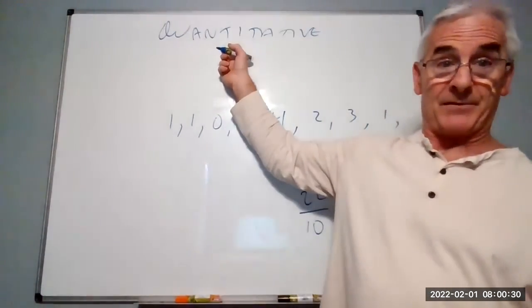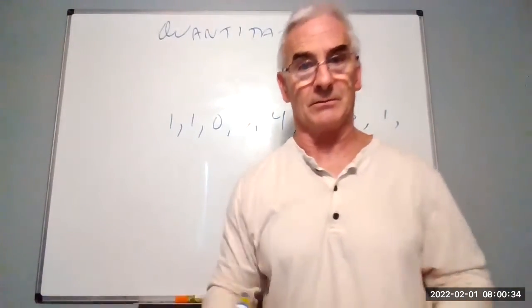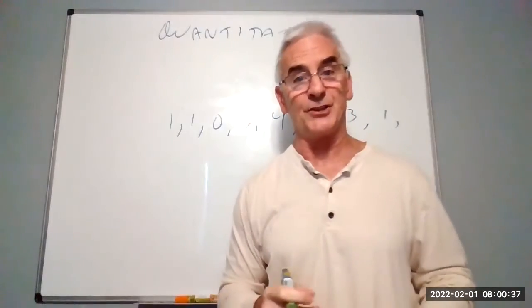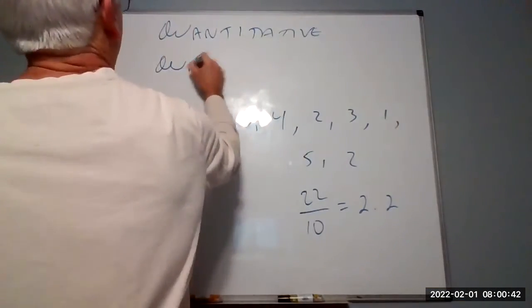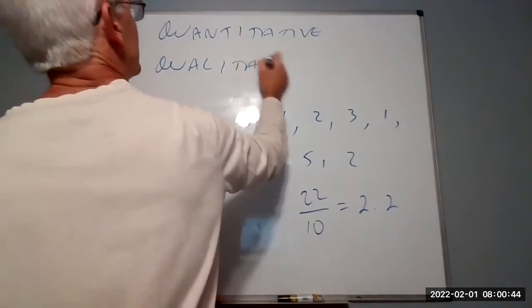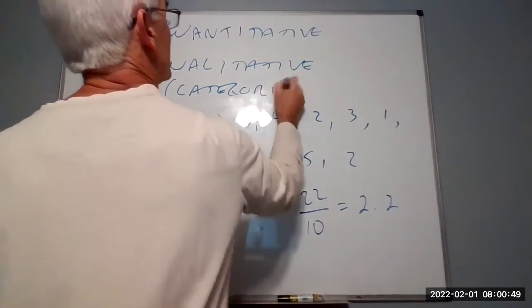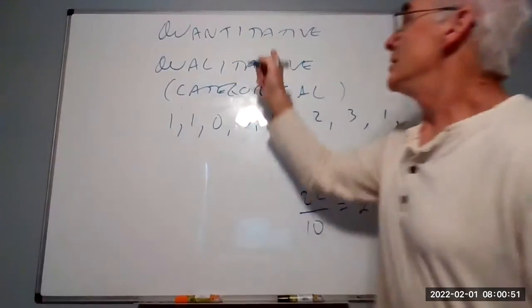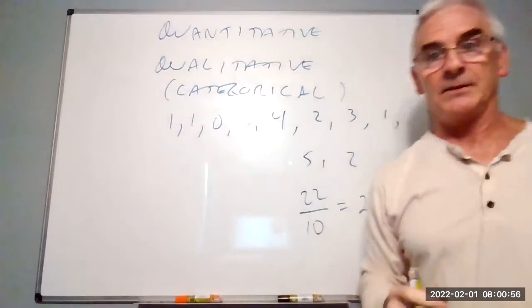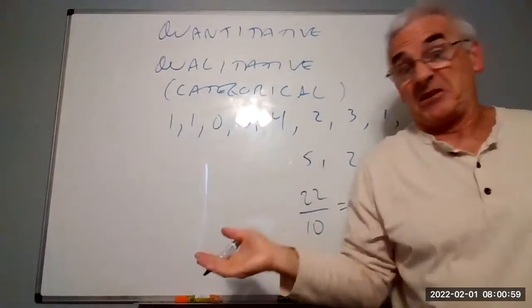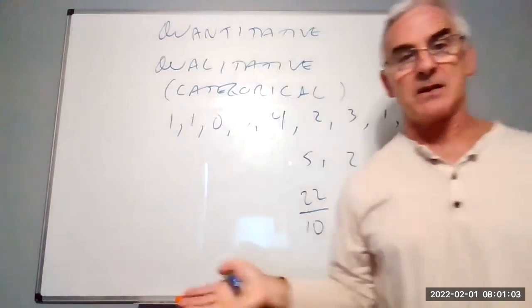How many children did you have? But what if I just want to talk about who did you vote for? What's your favorite color? What's your favorite place to go on vacation? There's no numerical value there. That's called qualitative, or sometimes it's called categorical. Numerical, descriptive. Quantitative, like quantity. Qualitative, like you can even think quality. I'm describing something. When you're giving a description, that's not a number.